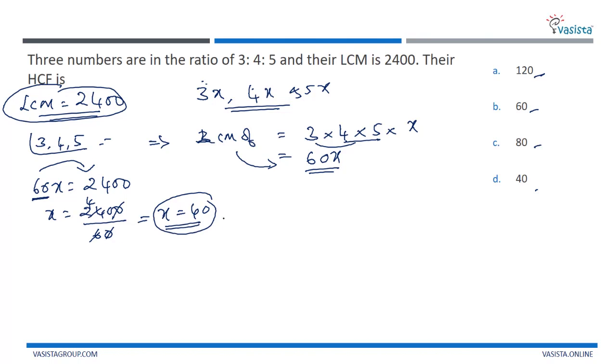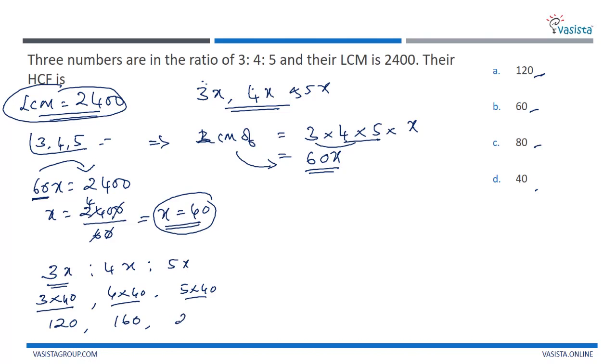Now let me substitute this value of x here, that is 3x : 4x : 5x. Now 3x is how much? 3 into 40, which is going to be 120, that is the first number. 4 into 40 is going to be 160, the second number, and the third number is 5 into 40, which is 200. Now we are supposed to find the HCF of 120, 160 and 200.